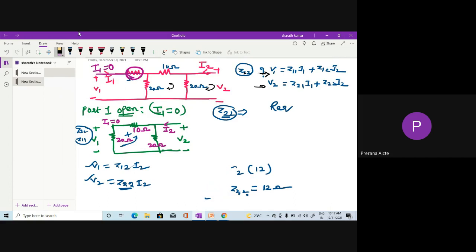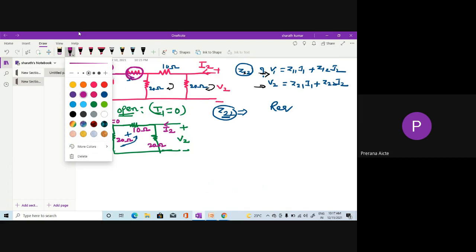The important point you need to consider while solving this Z22 is the equivalent resistance. So keep it in mind. Sorry, I'm erasing that equation. So Z22 we got. What are the other equations we have?